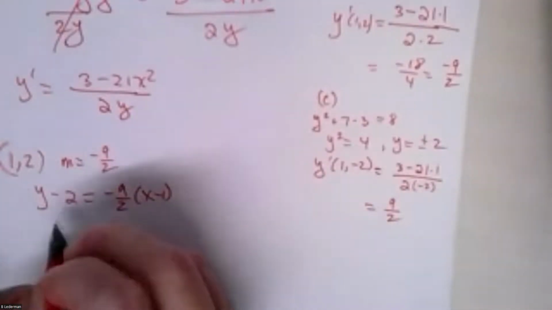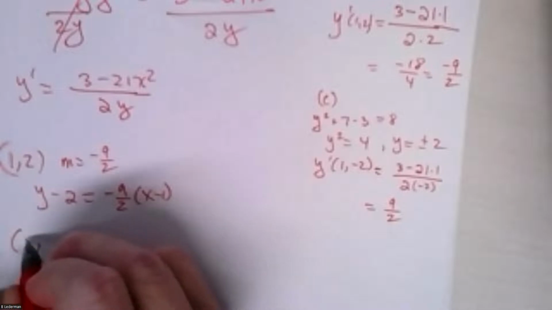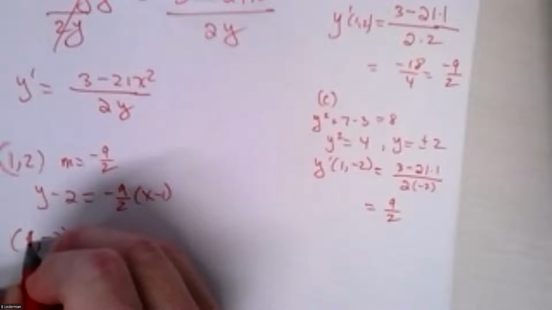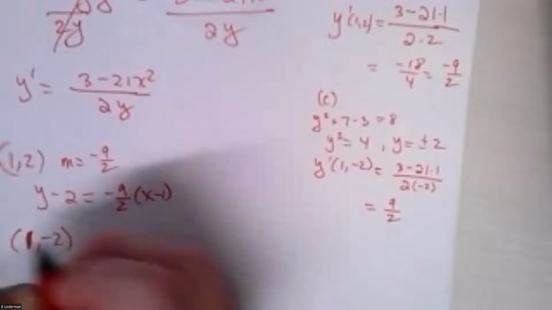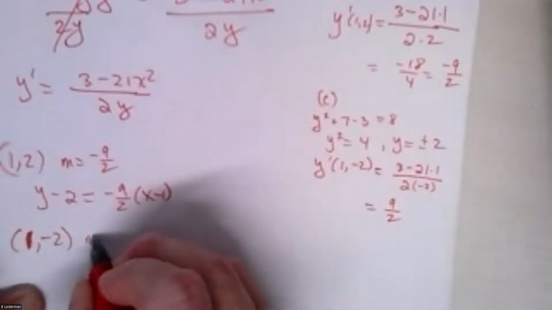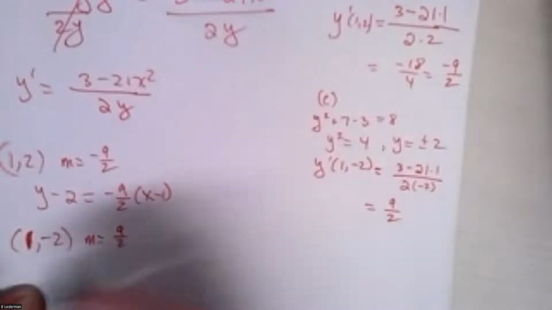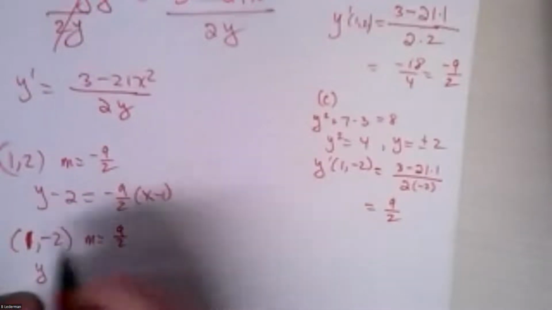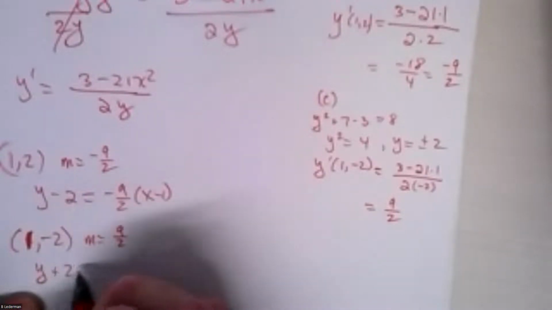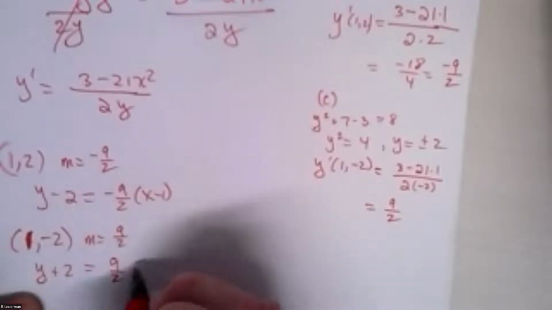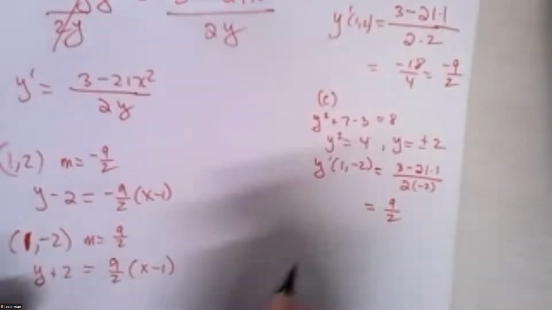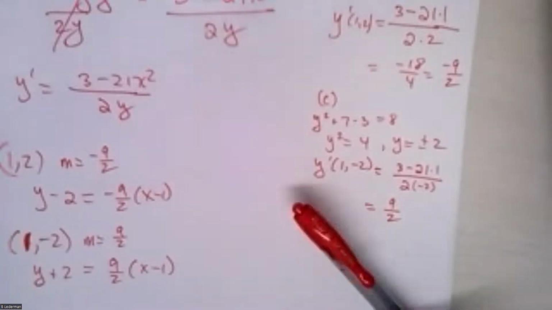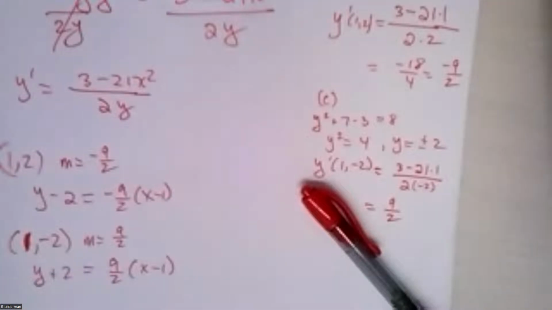And for this point, (1, negative 2), and m equals positive 9/2, so the equation would be y plus 2 equals 9/2 times (x minus 1). I'm going to type these two into Desmos, and if we did this right, they should be perfect tangents.